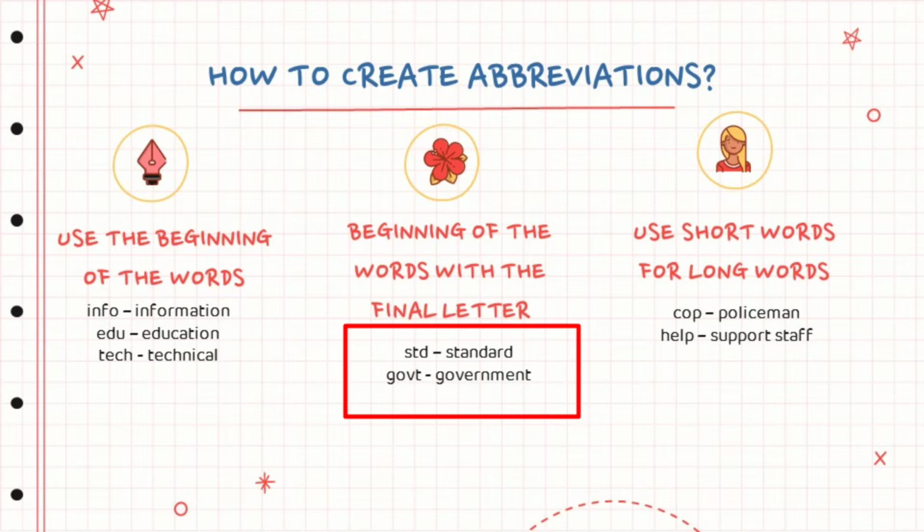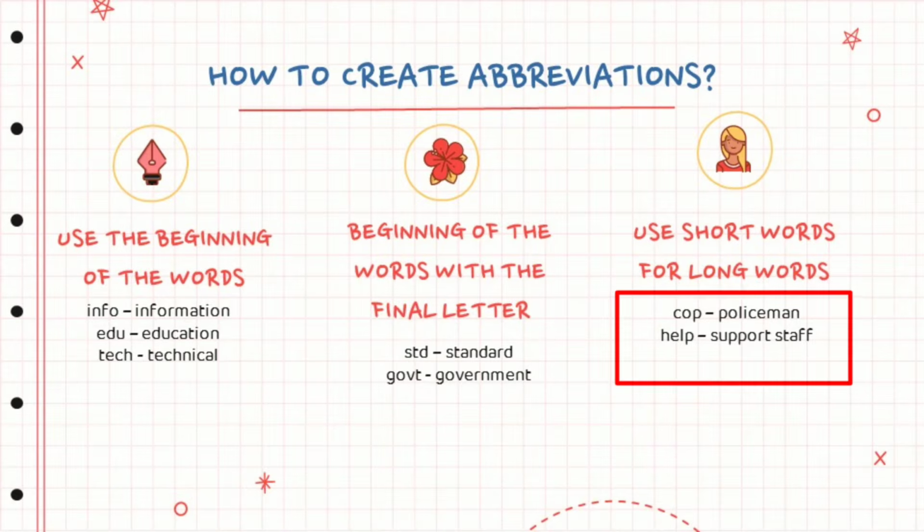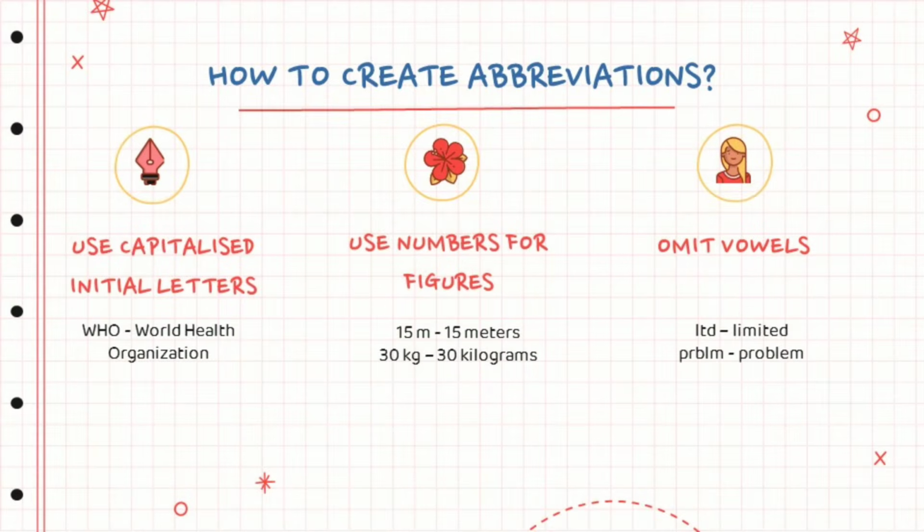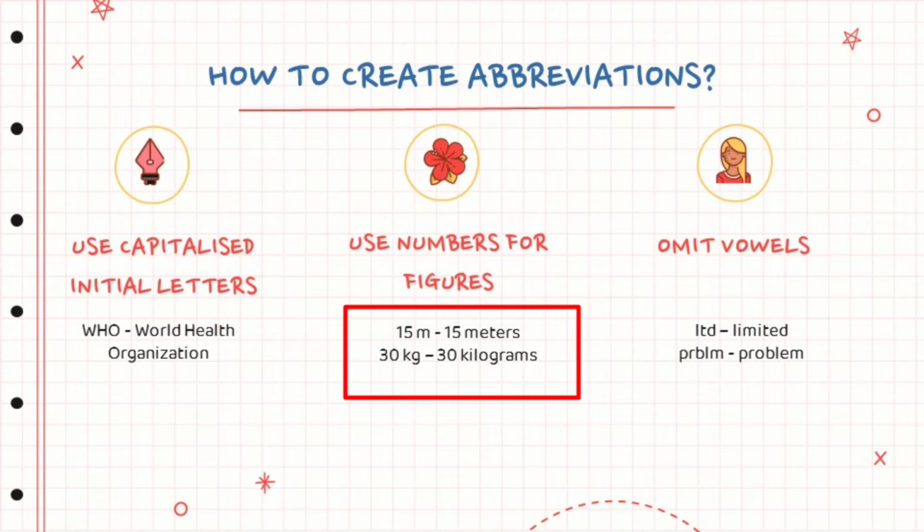GOVT from government. Then you can use short words for long words. For example, in place of writing policeman, you can write cop. In place of writing support staff, you can use help. So it helps you to brief up your write-up. Then you use capitalized initial letters. For example, World Health Organization can be written as WHO. Then you can use numbers for figures. For example, 15 meters can be written as 15 m and 30 kilograms can be written as 30 kg.